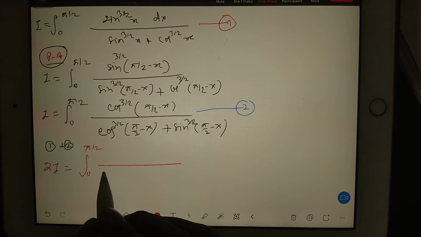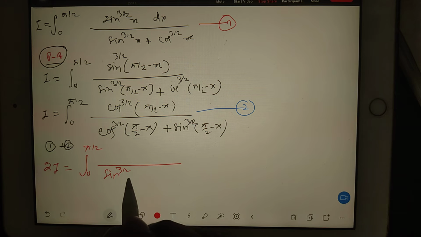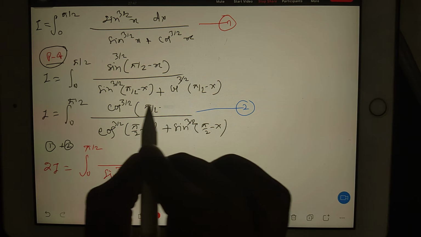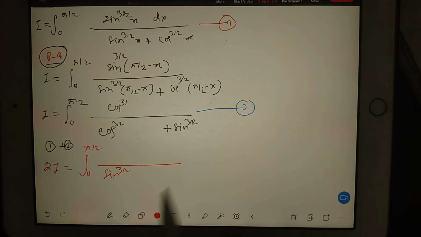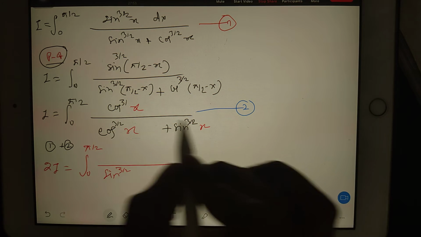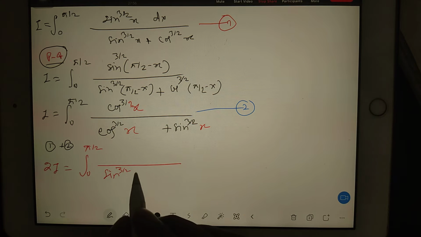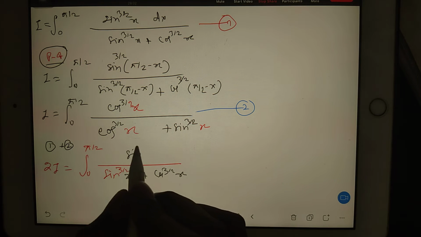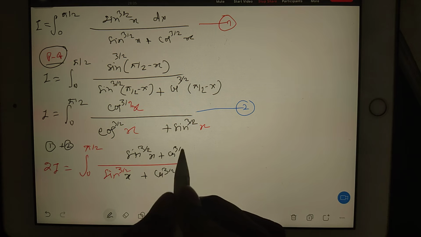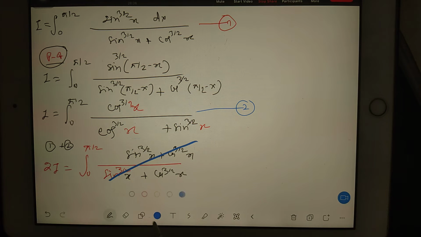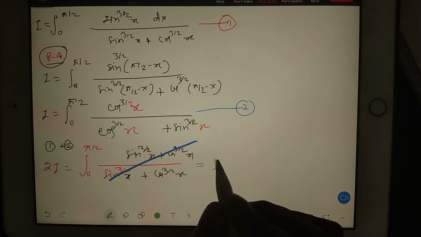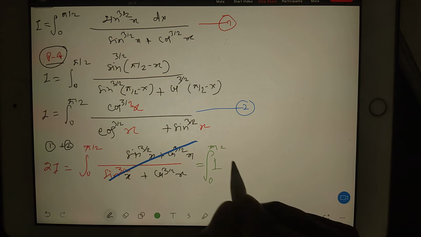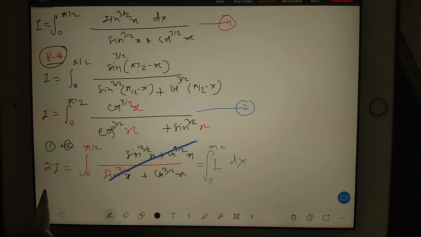So we'll take the limit common, the denominator is exactly the same. Oh, see what I'm doing, actually I have to write x and x only, very sorry, this is x, x, x. After applying the property these are the results. So sine 3 by 2 x plus cos 3 by 2 x, and here you will write sine 3 by 2 x plus cos 3 by 2 x. So again the entire term will get cancelled, so you will be getting the integral from 0 to pi by 2 of 1 dx, and then what will you be getting? 2I is equal to pi by 2. So from here you will be getting I is equal to pi by 4.